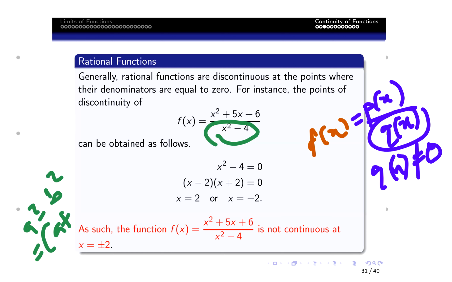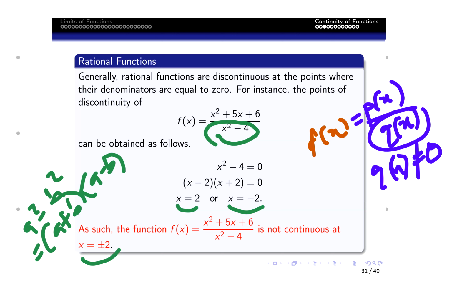So that means you have x minus 2 plus x plus 2, which is equal to 0. So x minus 2 equals 0 means you have x equals 2, and x plus 2 equals 0 means you have x equals minus 2. So as such, the function f of x, which is equal to x squared plus 5x plus 6 over x squared minus 4, is not continuous at x equals plus or minus 2. Or you can say the function is discontinuous at x equals plus 2 or minus 2.